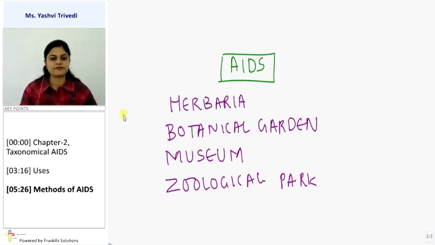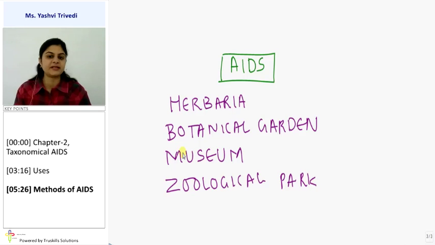So these are the 4 main taxonomical aids through which various types of bioresources, particularly plants and animals, are stored and conserved properly for any type of work, for the research work or for future generations. And this is what we are going to study in detail in this chapter. So let us start individually with each of them.